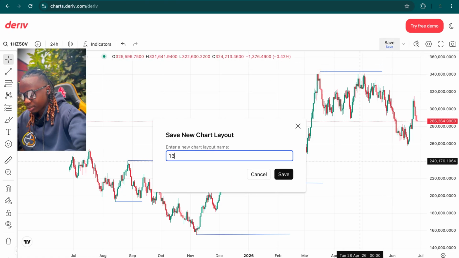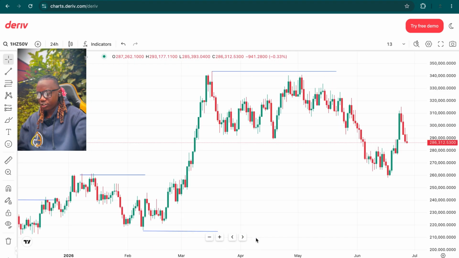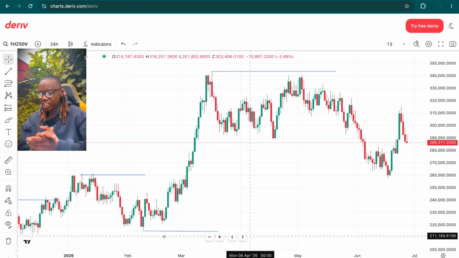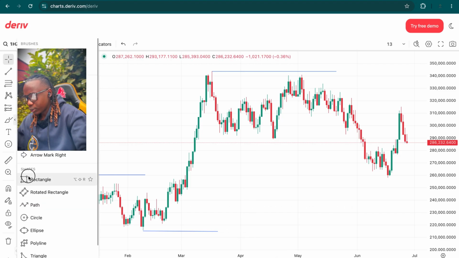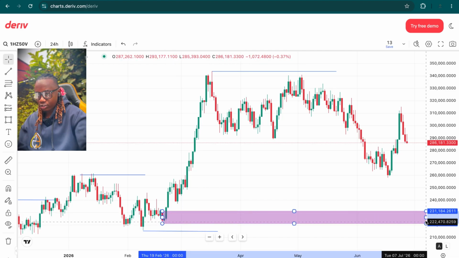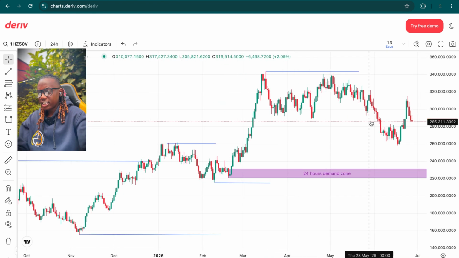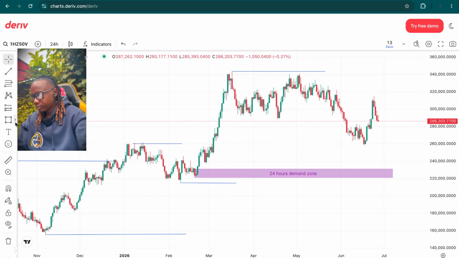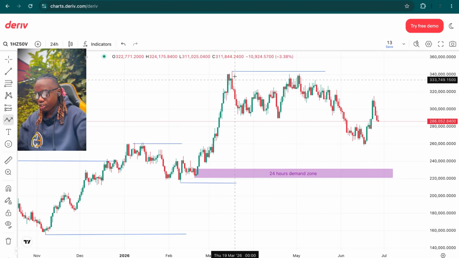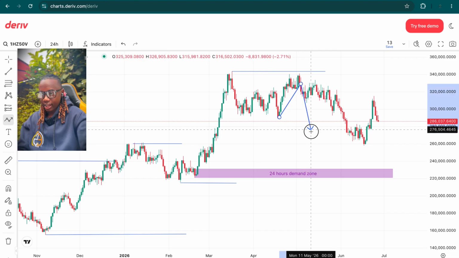I'll save this chart, maybe as number 13, just a random number like that. This being our 24 hours time frame, we are already on a bullish trend. And what were we looking forward to? We were expecting that price would come to react to our 24 hours demand zone, which is that one. So I'll name this one 24 hours demand zone like that. I'll try to draw the explanation. After price gave us a new higher high, we were expecting that price would start to come down like this.